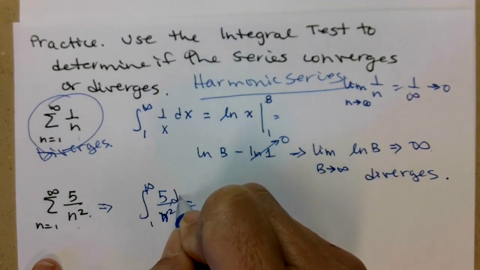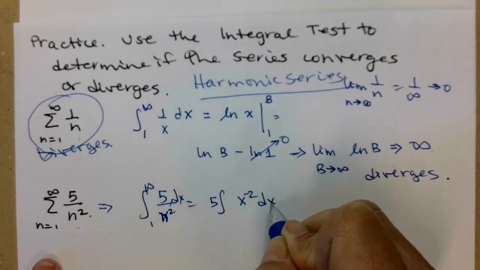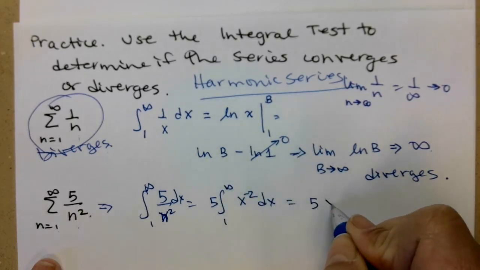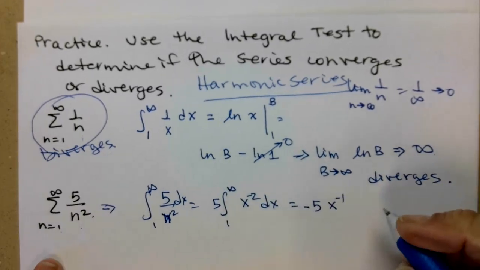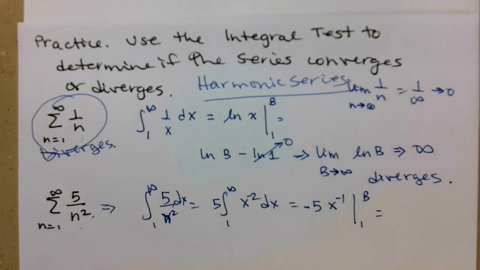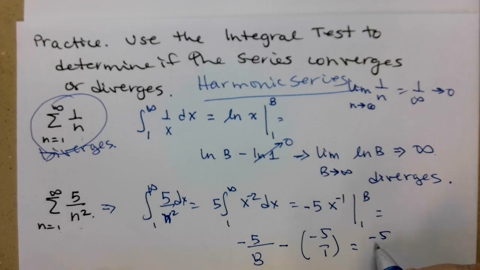Get my letters right here, dx. 5, x to the negative 2 dx, from 1 to infinity. 5, x to the negative 1 over negative 1, from 1 to b, right? So now we're going to go ahead and do our b and our limit. So now I have negative 5, I'll put it down below again, over b minus negative 5 over 1. So now I have negative 5 over b plus 5.